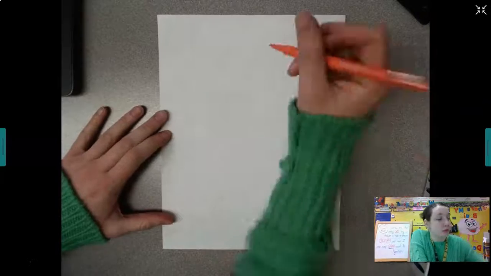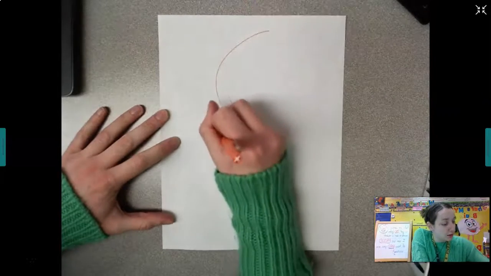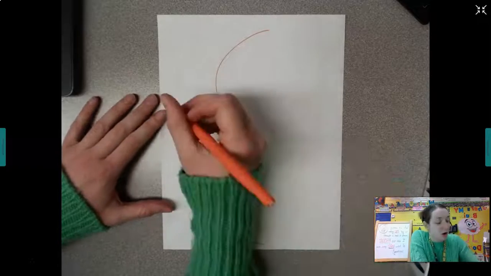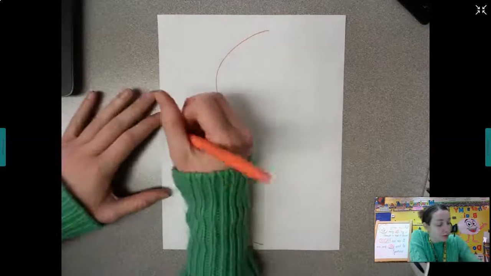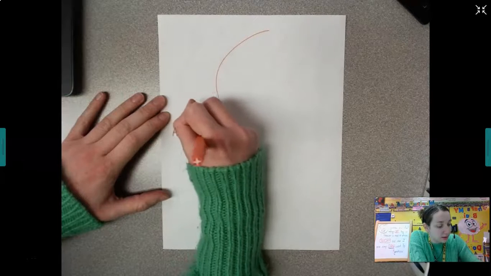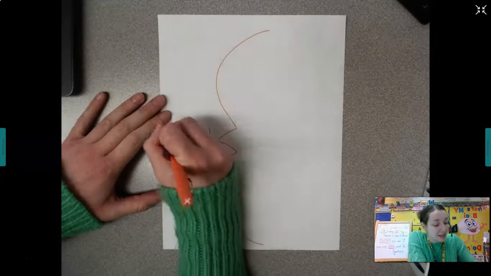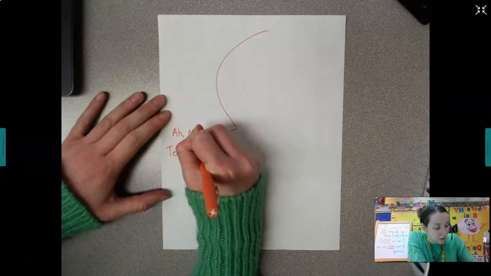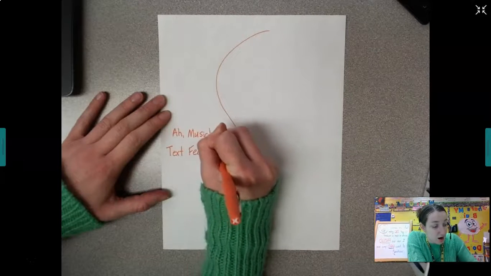All right, so the first thing we're going to talk about is text features. Okay, so we're going to use a brace map to talk about the different text features that are found in our AweMusic. Okay, so remember, a brace map shows your part to whole relationships. All right, so you have your bracket like this. On the outside, you have your whole, right, which in this case, we're going to put AweMusic text features. Okay, because we're talking specifically about the text features we can find in our weekly text, AweMusic.